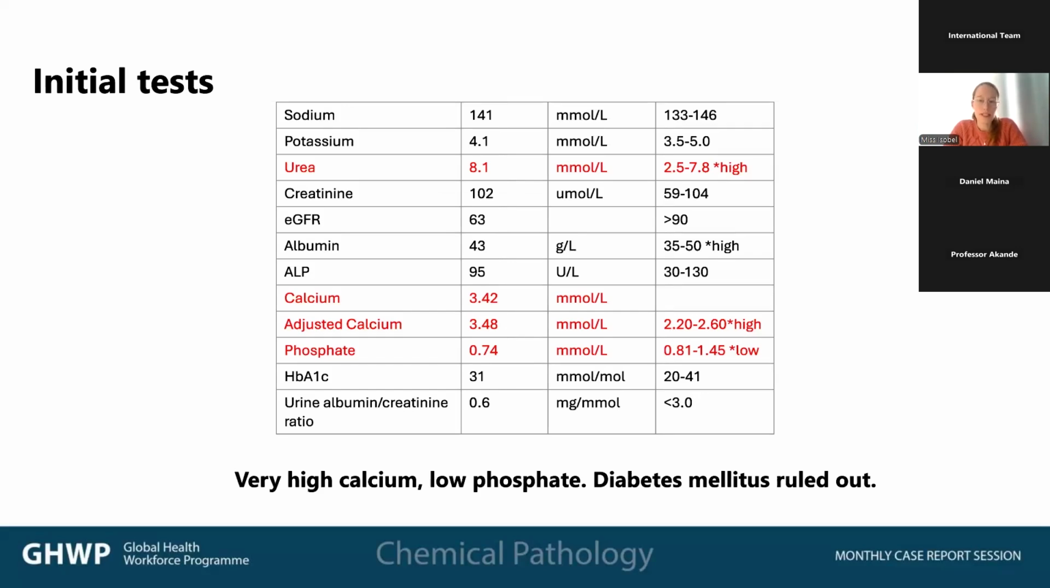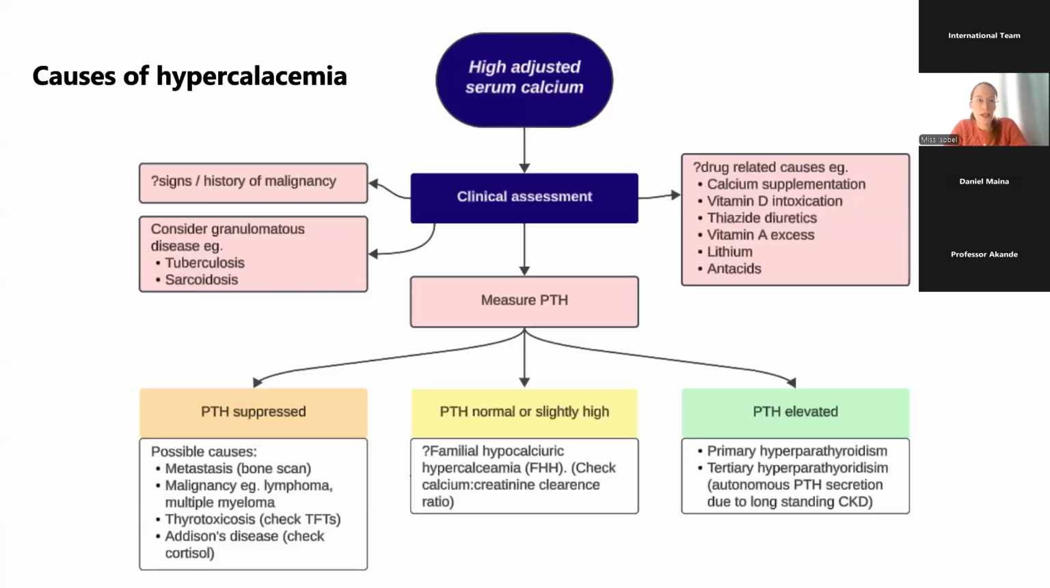And again, diabetes mellitus was ruled out as a cause of that polyuria, as shown here with his HbA1c of 31. But we can see he has a high adjusted calcium of 3.48 and a low phosphate. So what are the possible causes of hypercalcemia? When a patient presents with hypercalcemia, firstly, it's important to look at the adjusted serum calcium, because the adjusted serum calcium is affected by the level of albumin that that patient has.